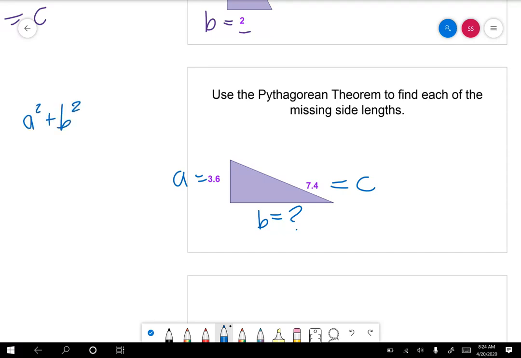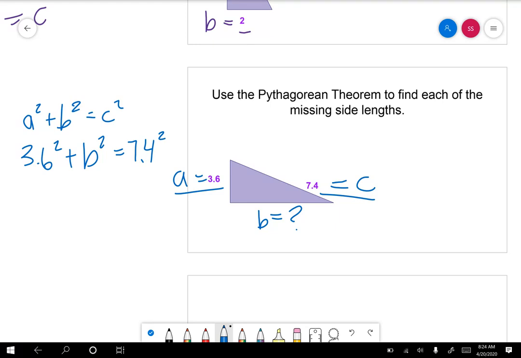A squared plus B squared equals C squared. Second step, I'm going to replace the numbers that I do know into the formula. So we know A is 3.6. We don't know B, so I'll just leave it as B. C is 7.4, so I'll replace that there.